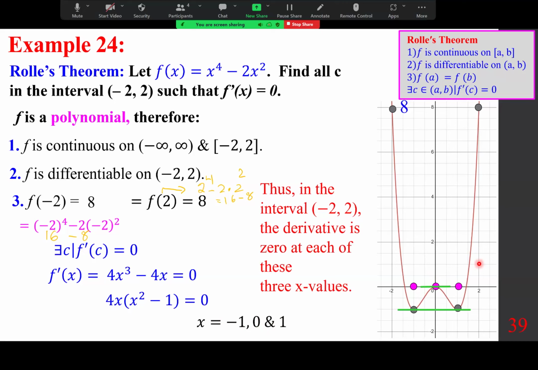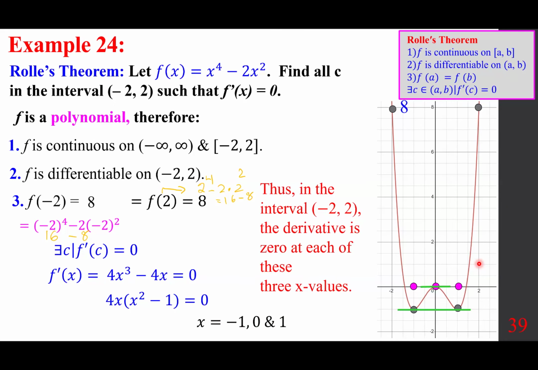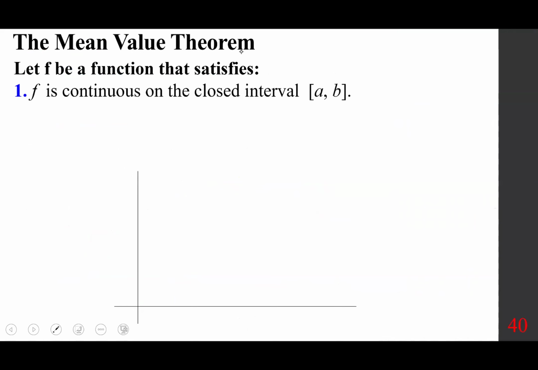Therefore, it makes f prime at those points 0. f prime of -1, f prime of 0, as well as f prime of 1, they're all 0.